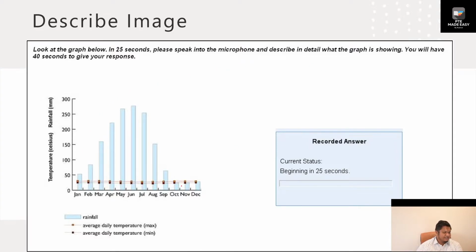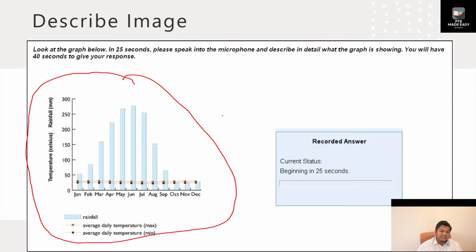Just so you understand, this is the question itself. So your job is to describe this image within the given time period. The time period that you'll be given to speak is 40 seconds and preparation is 25 seconds. Again, the status box will say recording when it is time for you to record your answer.